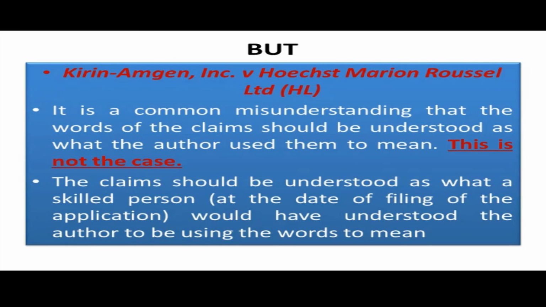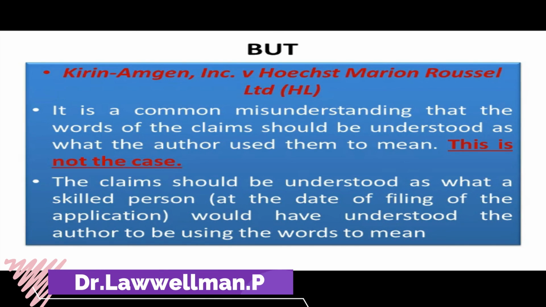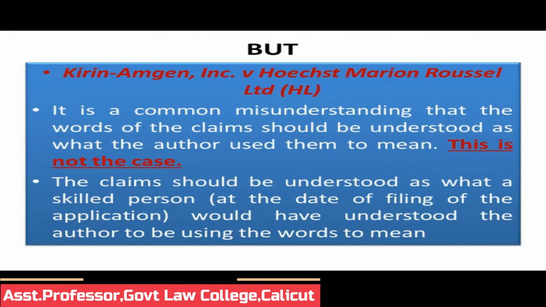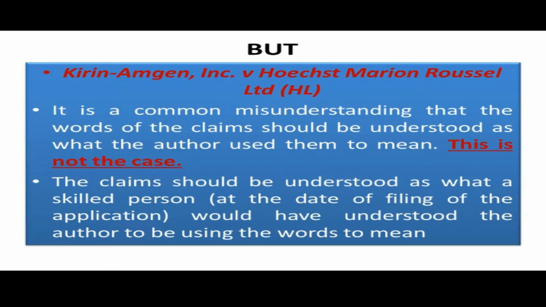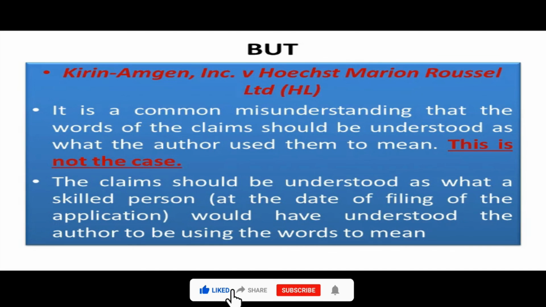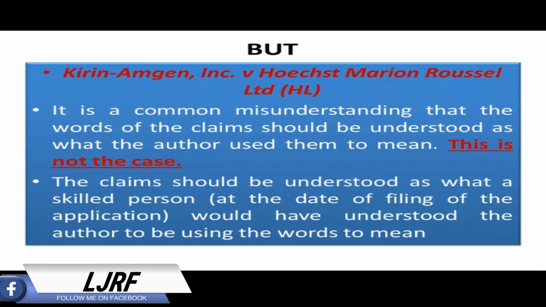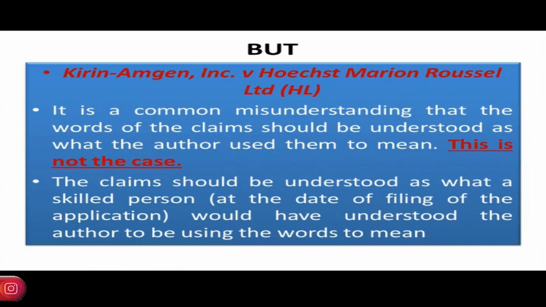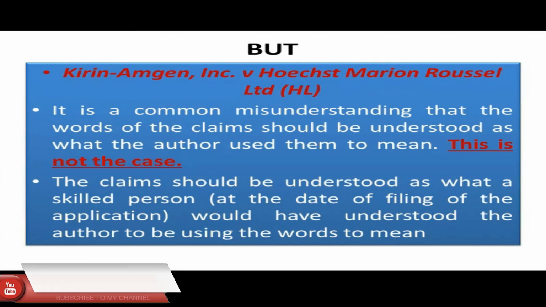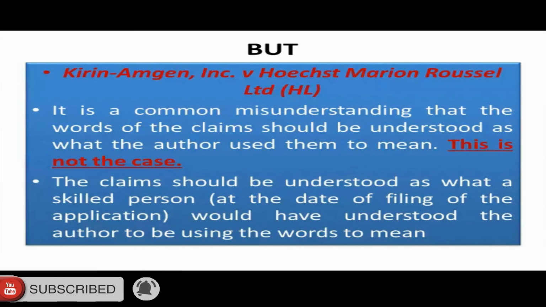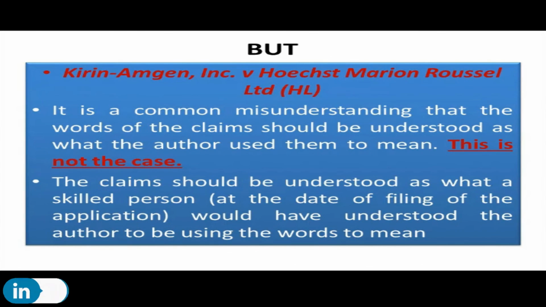So let us read the test once again. The claim should be interpreted as what a skilled person at the date of filing of application would have understood. What he meant is not the question. The question in Improver Corporation is what the person meant, what was his aim, what he had in his mind. But here what it says is, that is not the question. What a person skilled in the art would have understood the author to be using the words to mean. So what a person skilled in the art would have understood to mean by the author on the date of publication of the patent. So there is a shift in the test by the House of Lords in the case. This is the 2004 case. And this case is still understood to be the law laying down case, and it is still respected and followed even in India.